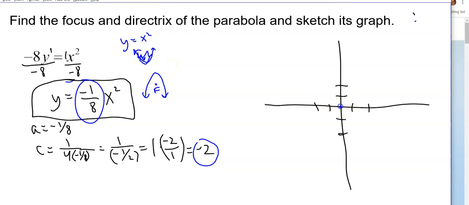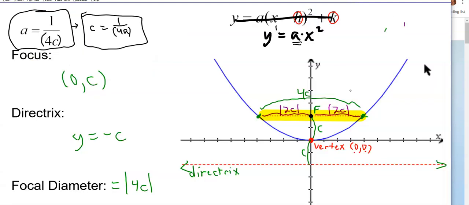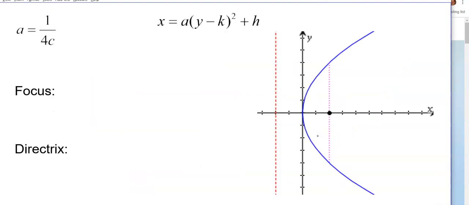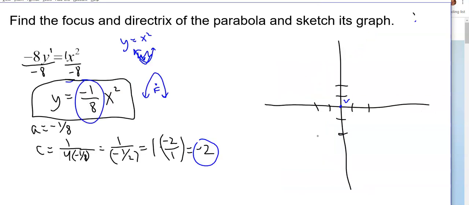So let's start with what we know. We know the vertex is there. We know from this that the distance from the focus to the center is C. Because A is negative and C is negative, instead of opening up, it's going to open down. So I'm going to go down 2 units because C is -2 here. That's going to be my focus point. If I go up 2 units the other way, that should be my directrix, which is y equals 2.